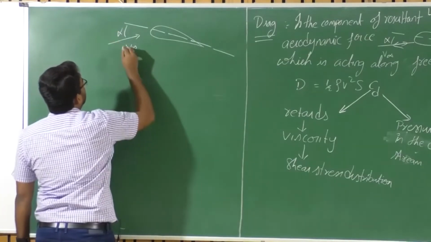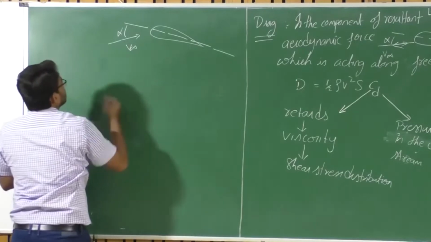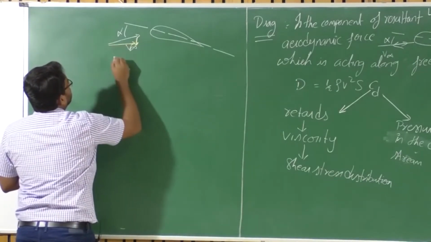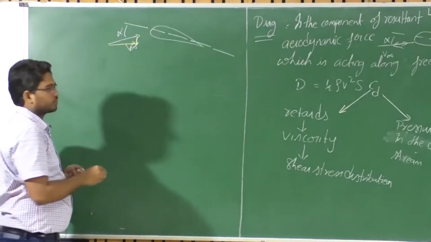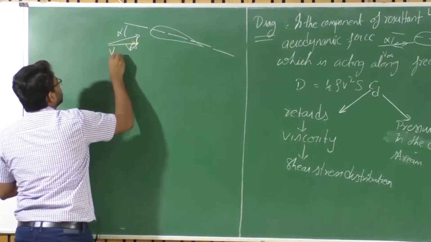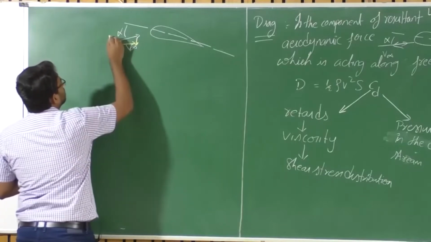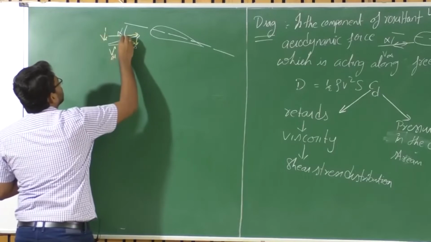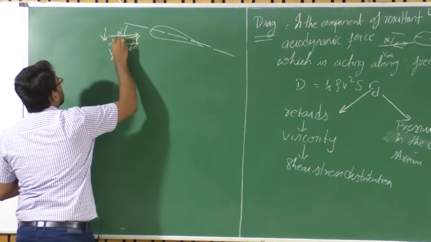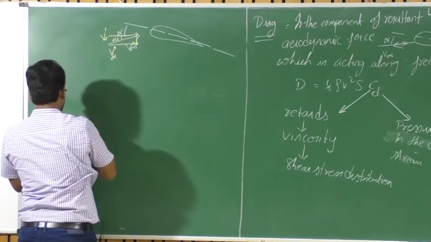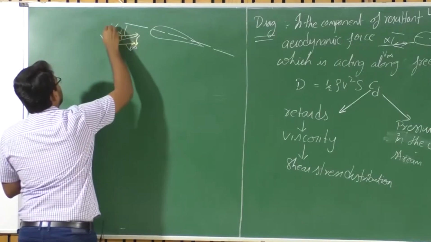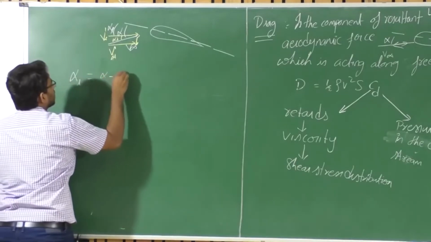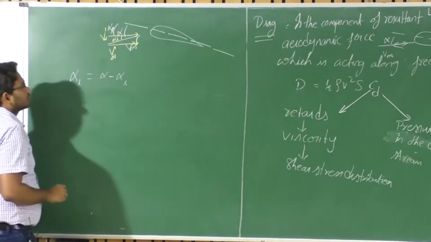But due to the downwash, the resultant vector will be different here. So this is your V resultant or V infinity prime, which is equivalent to this. So this is V infinity prime. It induces a certain angle called alpha I, right? This particular angle is your local angle of attack. Do you remember alpha L is equal to alpha minus alpha I, right?